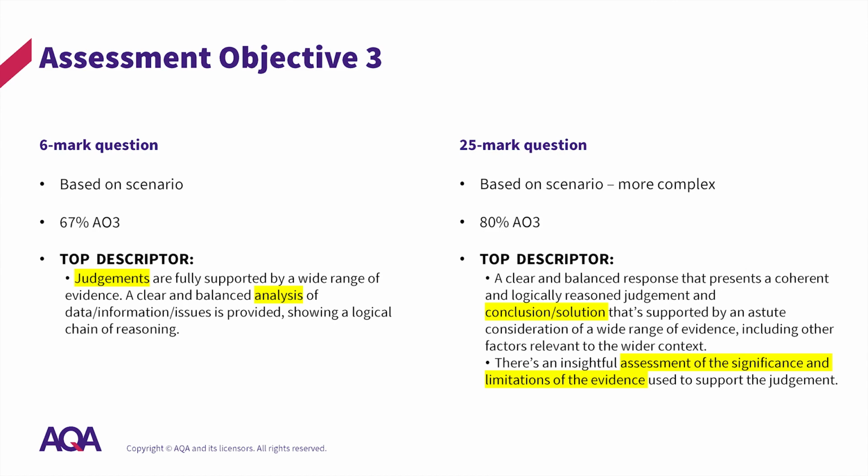Note, logical chain of reasoning, the 6-marker, and logically reasoned, the 25-marker, refers to the links made between separate points in the construction of the judgment conclusion. These links should be plausible for the reasoning to be considered strong.